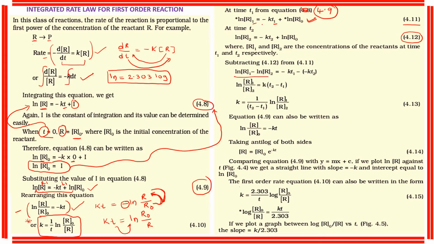That is equal to minus kt1 plus ln r0, minus kt2 plus ln r0. So in that case, what happened? These two will be cancelled here. So remaining will be what here? Minus kt1 minus into minus kt2 you are going to get here, isn't it? Now minus into minus plus. So what we are going to get here? kt2 minus kt1 here. Now take k as constant, common here. So we are going to get this expression.